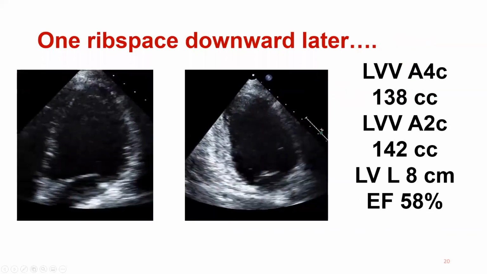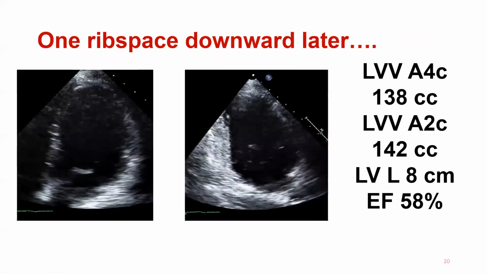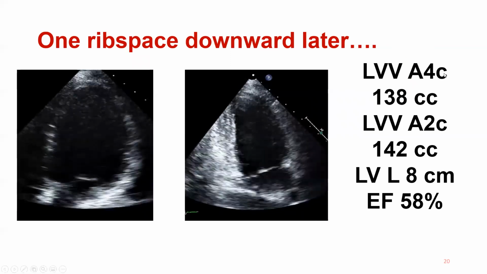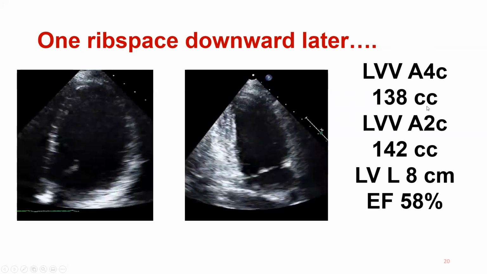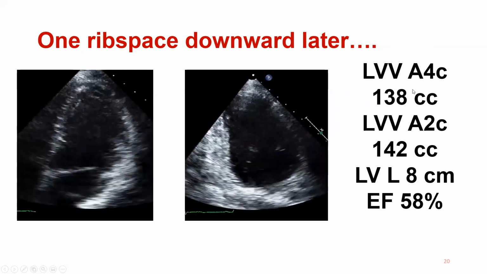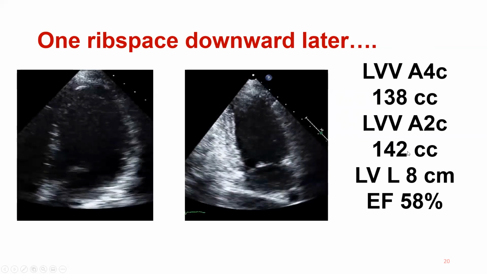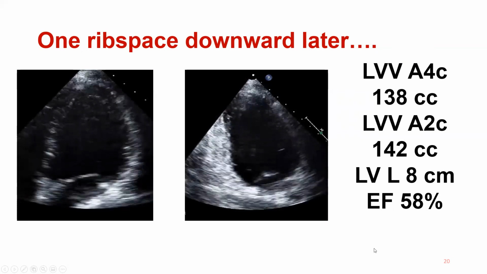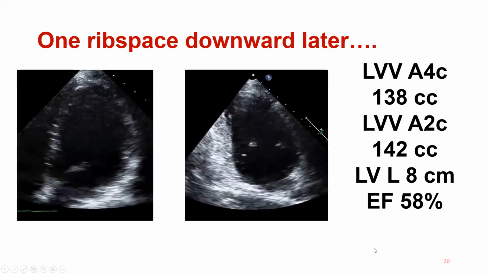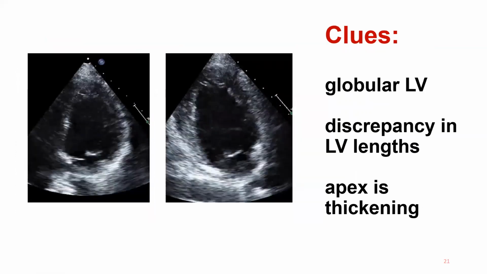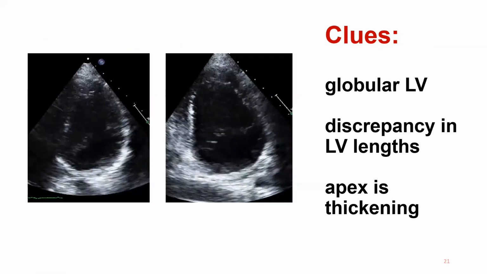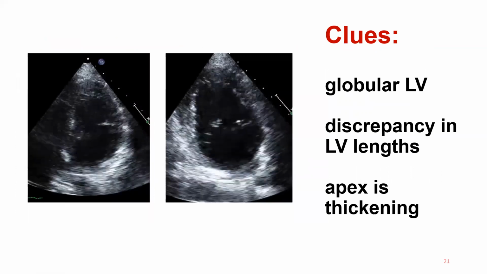If you move your transducer down an interspace, you will have a much larger four-chamber left ventricular volume, and the four-chamber volume will approximate what you got from the two-chamber view. The ejection fraction will be roughly the same. What are the clues that you're dealing with foreshortened imaging? Well, I listed them here.